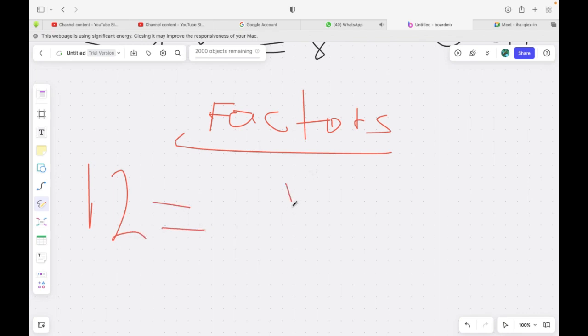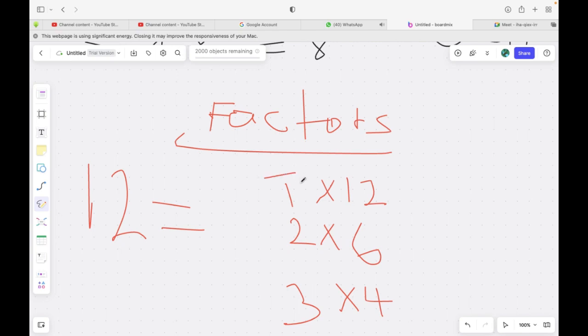When you say 12, you say 1 times 12, and you get 12. Those numbers you multiply to get 12 are all part of the factors of 12. If you say 2 times 6, you get 12. If you say 3 times 4, you also get 12. These are all factors of 12.